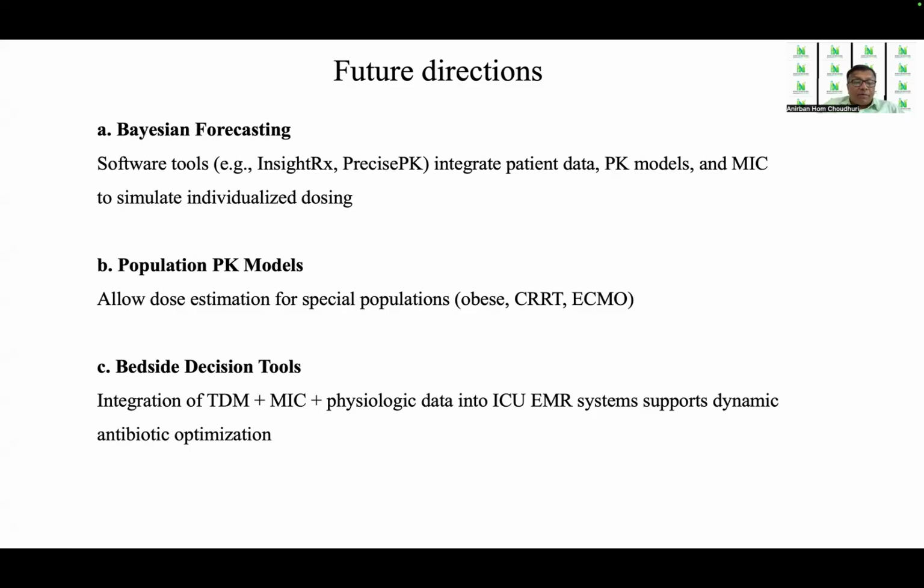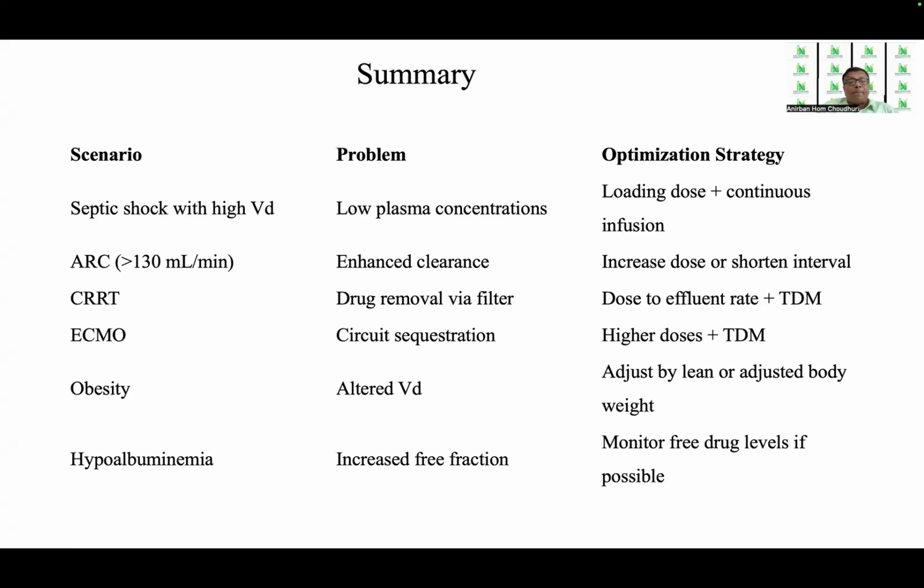dynamic antibiotic optimization. So to summarize: in scenarios like septic shock with a high volume of distribution, the problem is low plasma concentration of antibiotics, and the optimization strategy would be to administer a loading dose followed by continuous infusion. Whenever there is augmented renal clearance of more than 130 mL per minute, the problem is enhanced clearance, and we have to increase the dose or shorten the interval.